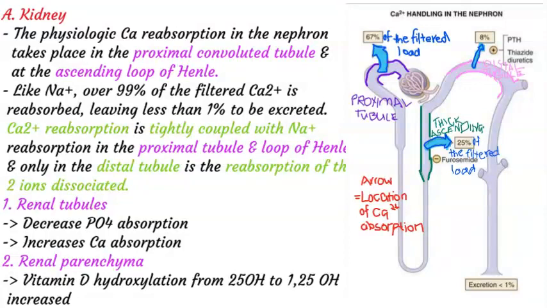of the nephron. Among the calcium filtered, 67% of the filtered load is absorbed at the proximal tubule. In the thick ascending loop, 25% of the filtered load is reabsorbed, while 8% of the filtered load is reabsorbed at the distal tubule. The excretion of calcium is less than 1%.